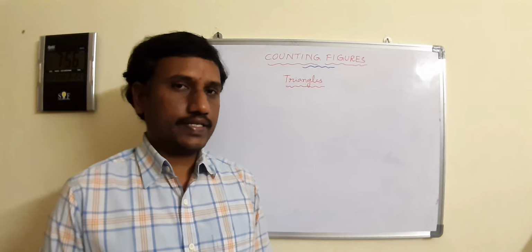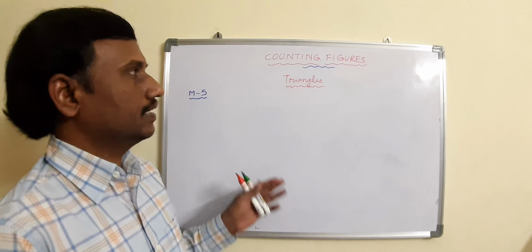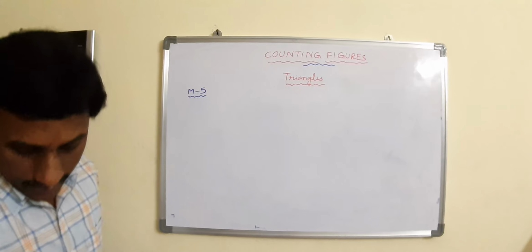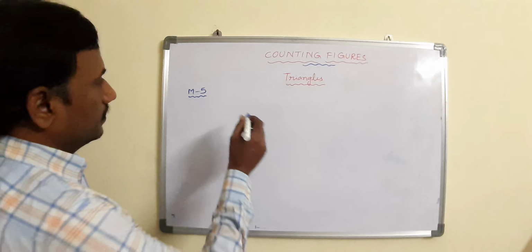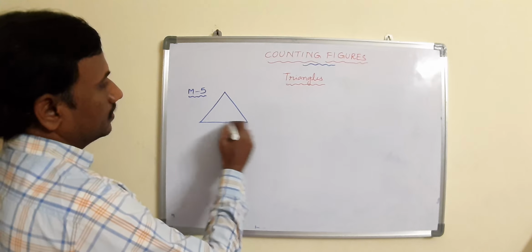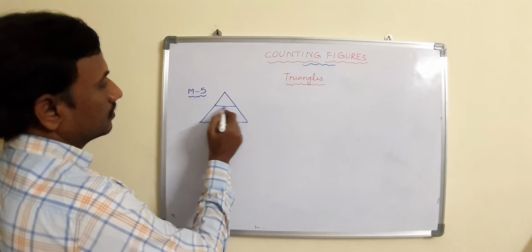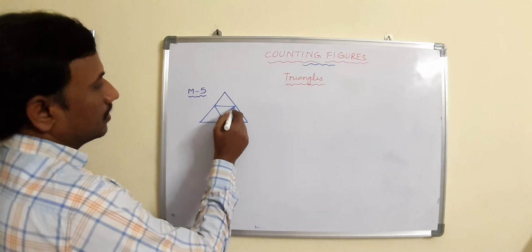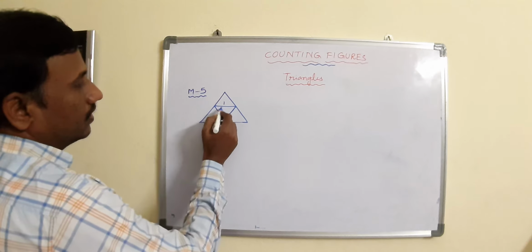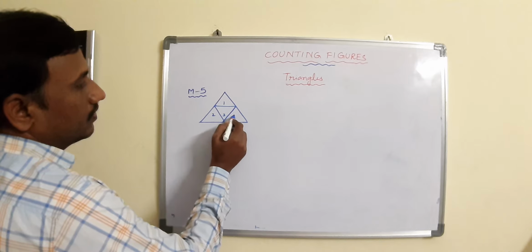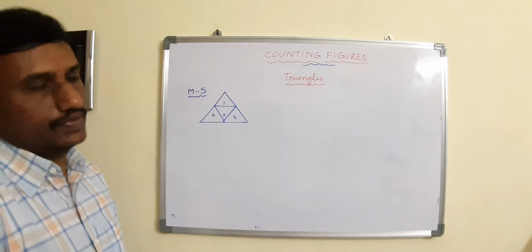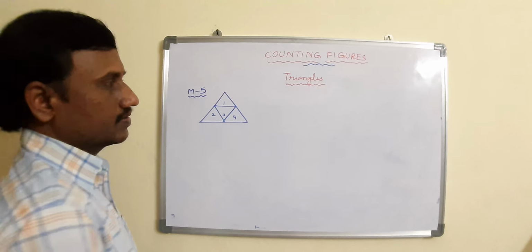Now we are going to discuss two more models in counting the number of triangles. See here in this model, I am taking it like this. They may ask the question like this: how many triangles are there in the given shape? Total number of triangles: 1, 2, 3, 4, and this big triangle. Total, how many are we having? 5. Very simple. Okay, you can count also.